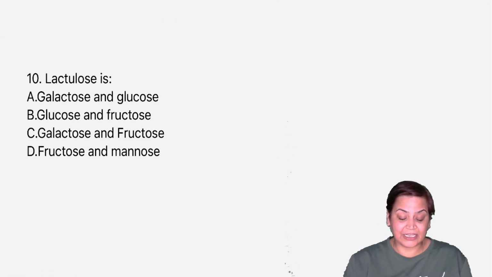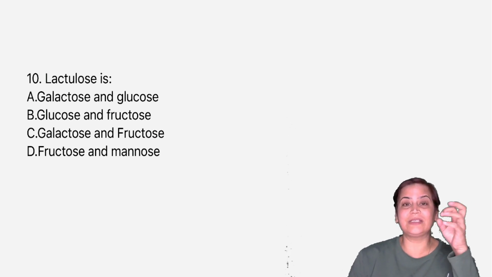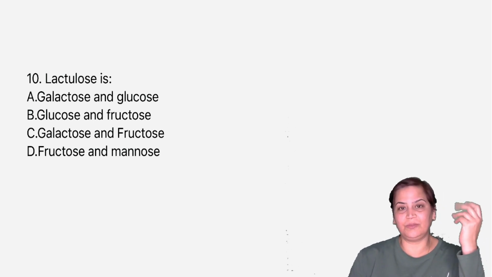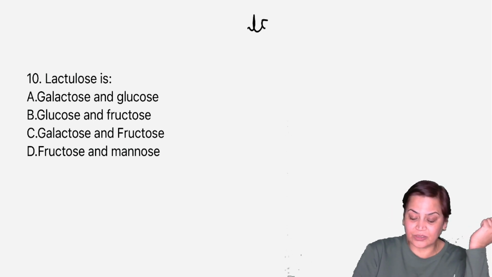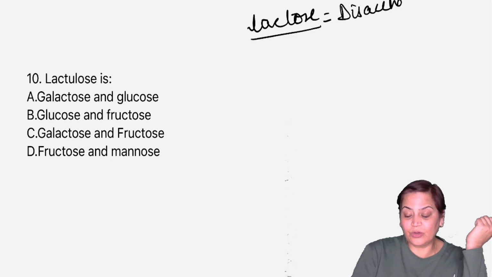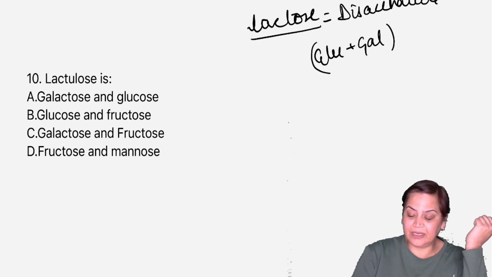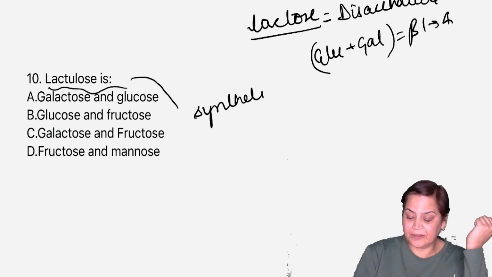Then comes lactulose. Most of you must be confused between lactulose and lactose. If you see the question, you must have thought, let's go with lactose. But there is a world of difference between lactose and lactulose. Lactose is a disaccharide, also known as milk sugar, formed of glucose and galactose, but both in beta form, with beta 1,4 linkage. Lactulose is what? It is a synthetic sugar or synthetic disaccharide.